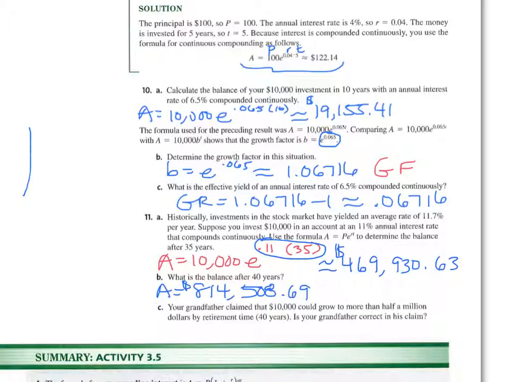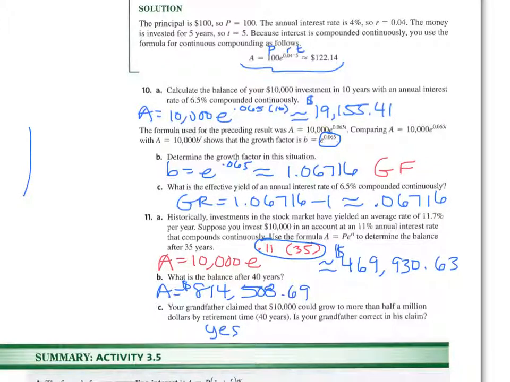So that's pretty amazing. At the beginning of this activity, your grandfather had claimed that you could grow to more than $500,000 by retirement, for 40 years. Is it feasible? It certainly is if you're not touching any of that money, and that would also have to assume that the stock market is doing well. An 11% annual interest rate would mean it's doing well, but over time that could certainly happen.